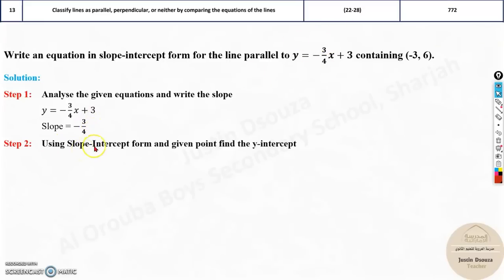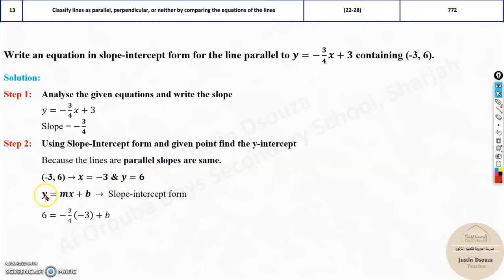And then we need to use the slope intercept form to find the y-intercept value. We know the x and y values over here. x is negative 3, y is 6. Just substitute over here. 6 equals negative 3 by 4 times x. Now b is unknown. Solve for b. Multiply negative 3 by 4 times negative 3, which is positive 9 by 4. Negative negative becomes positive. Now don't take this to the other side as is. It should be subtracted. Take it to the other side. It'll be 6 minus 9 by 4.